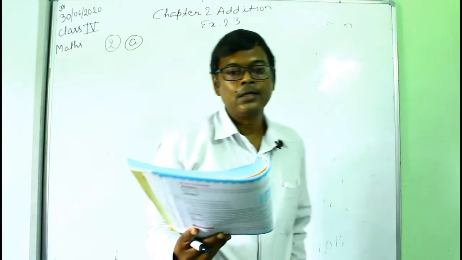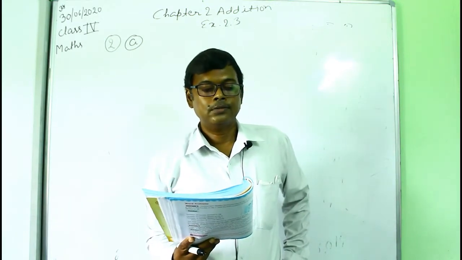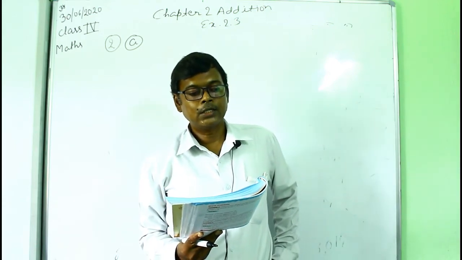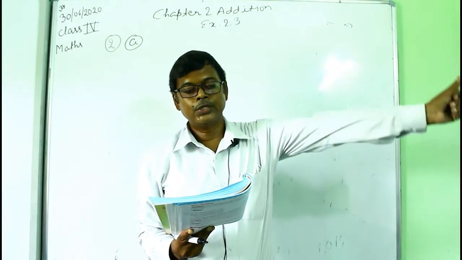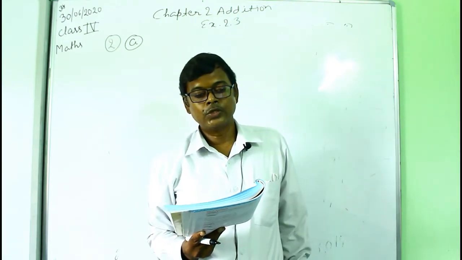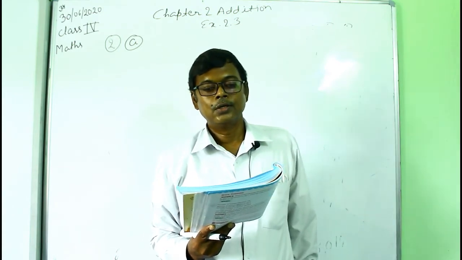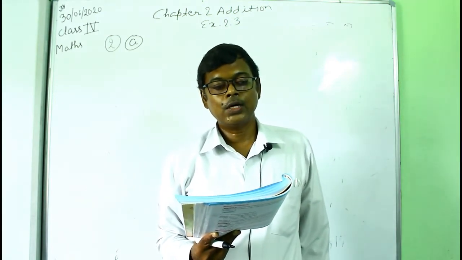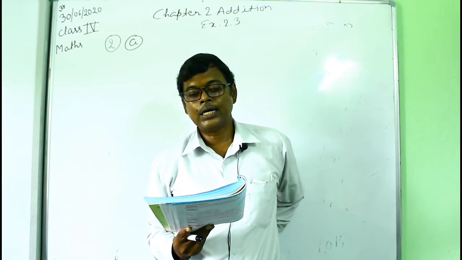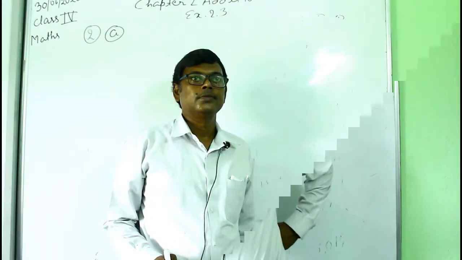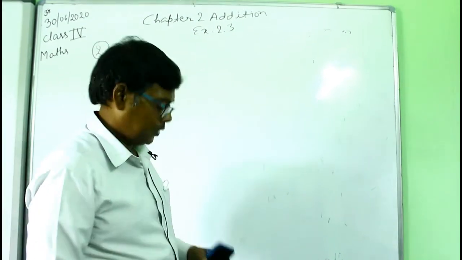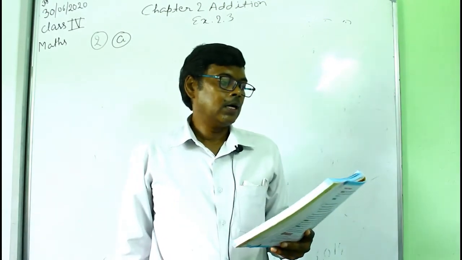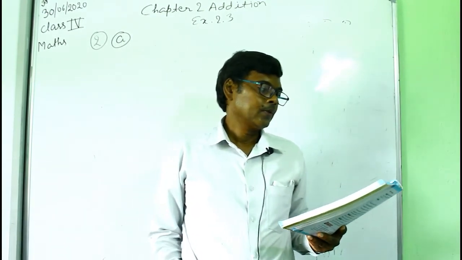So read the first question in your book, question number 2A. Rita's school has 20,356 students, and Saroj's school, which is 1,012 kilometers away, has 12,145 students. How many students are there in both the schools altogether? First I have read the question. In this there are 3 numbers.